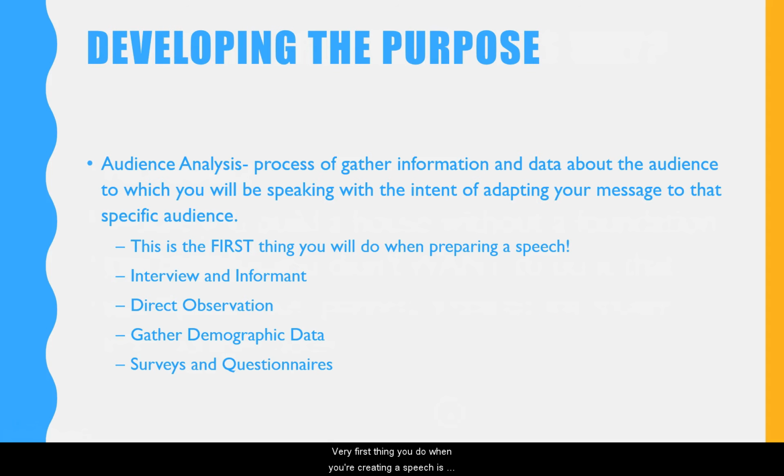The very first thing you do when you're creating a speech is you analyze your audience. Now, we don't know a lot about our audience at this point. You know that they're all in a college class with you. So they're college age, but that could be 15 with our dual credit students, all the way up to 99. It doesn't matter. We don't know how old they are.